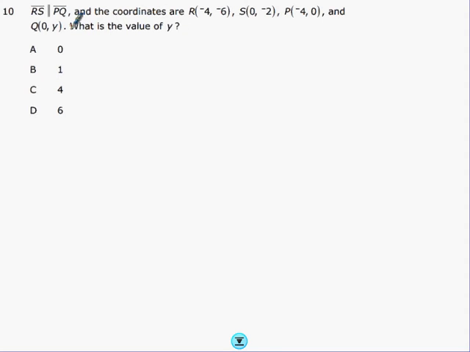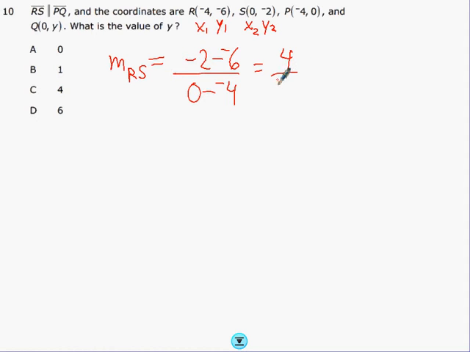They tell us these two segments are parallel, and they give us most of the coordinates, but you'll notice we don't know that one. So what is the value of y? Well, since the lines are parallel, we need our slopes to be the same. So I'm going to find the slope of S. I'm going to do y2 minus y1, so that's negative 2 minus negative 6 over x2 minus x1, that's 0 minus negative 4. Negative 2 minus negative 6 is 4. 0 minus negative 4 is 4. So its slope is 1.